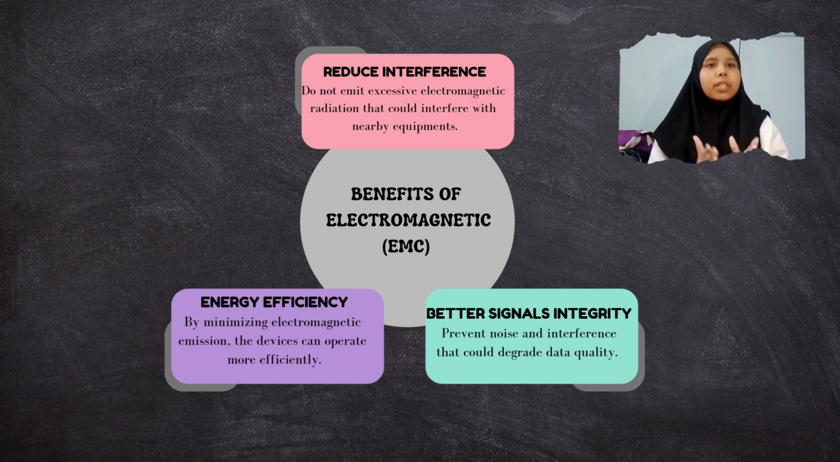There are a few benefits of EMC. First, reduce interference. Do not emit excessive electromagnetic radiation that could interfere with nearby equipment. Interference means the combination of two or more waves that are moving on intersecting or coincident paths.